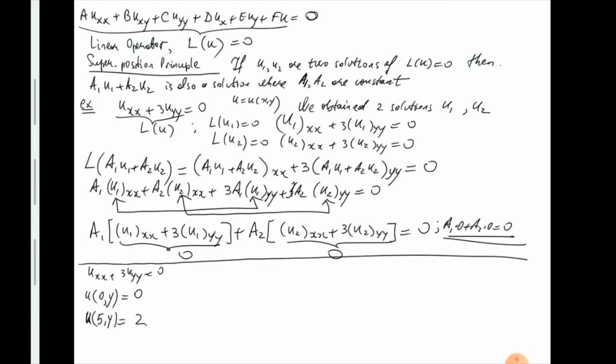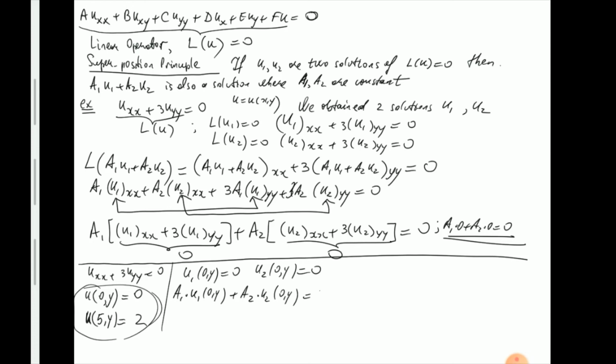Suppose both solutions satisfy this boundary condition. Let's say you're checking to see whether the linear combination also satisfies this, right? So if u1 of 0, y equals 0, and u2 of 0, y equals 0, then yes, for the homogeneous boundary condition, the linear combination also satisfies the same condition, because it's just a1 times 0 plus a2 times 0, which is equal to 0.